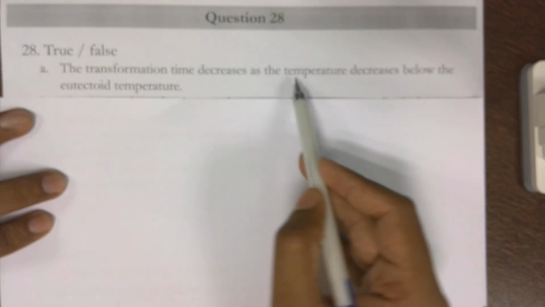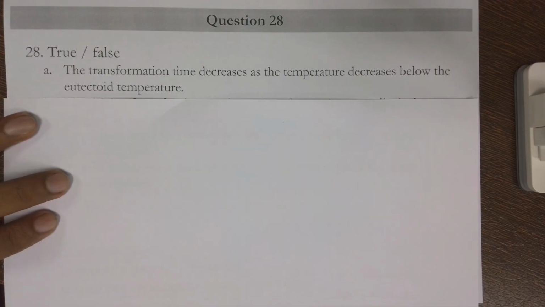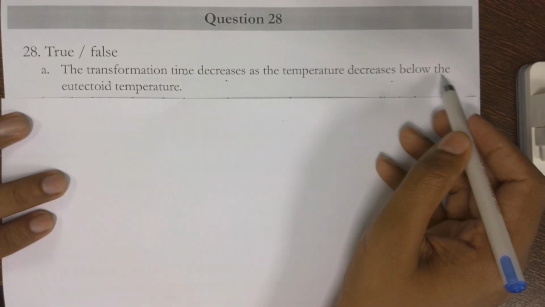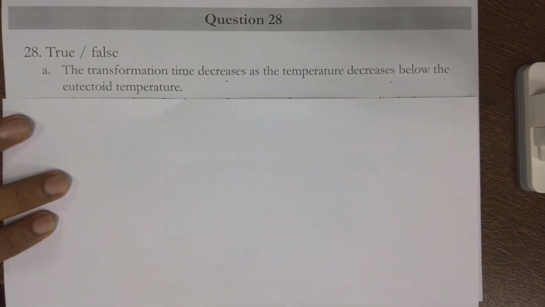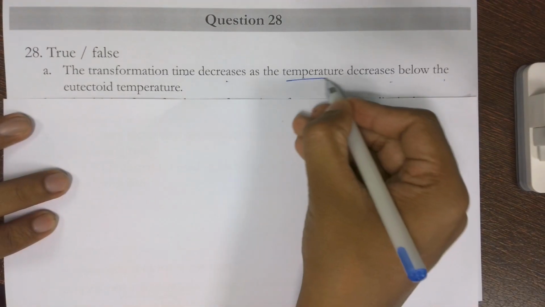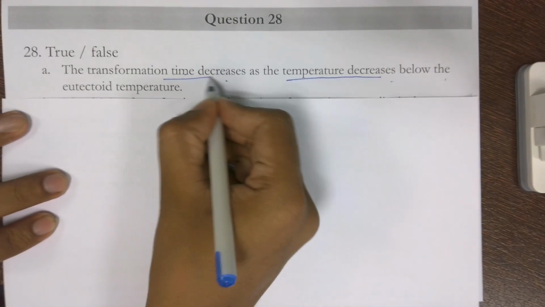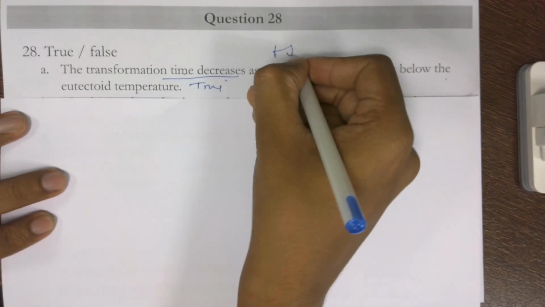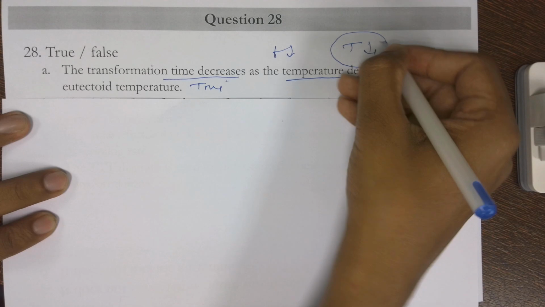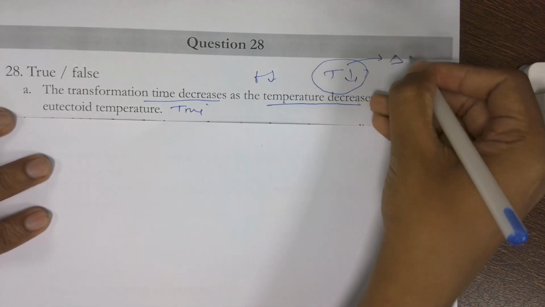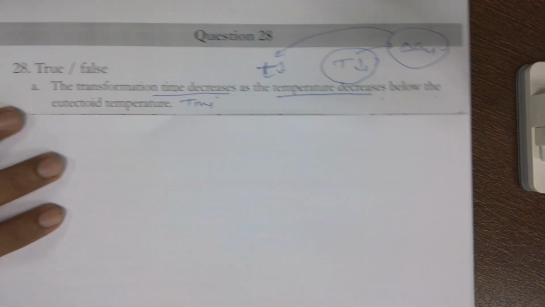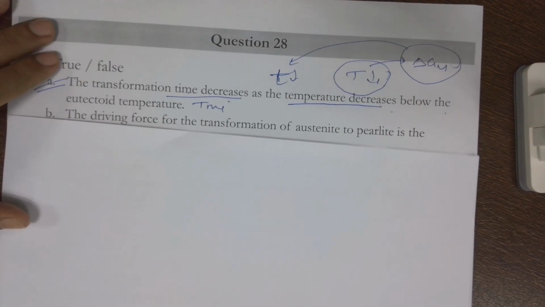The transformation time decreases as the temperature decreases below the eutectoid temperature. If we decrease the temperature, the transformation time will decrease. It's true. The time will decrease. Decreasing the temperature means that we are increasing the driving force. If we increase the driving force, then the kinetics will be faster and the time required will be low. Let's go to the next part.